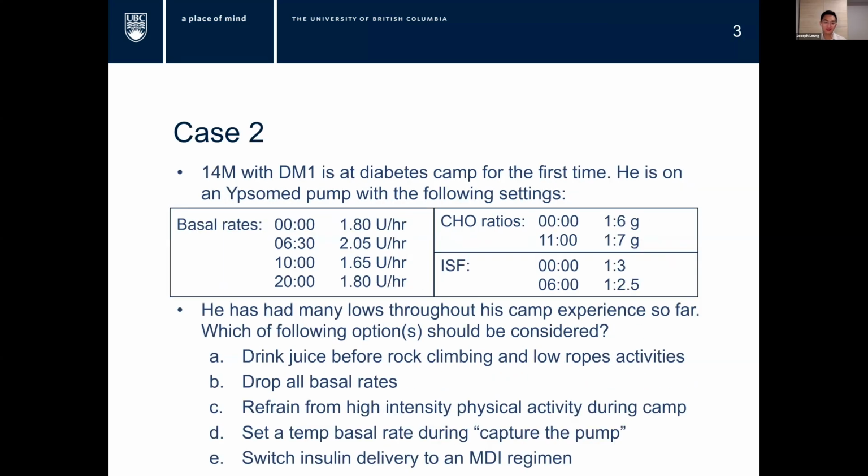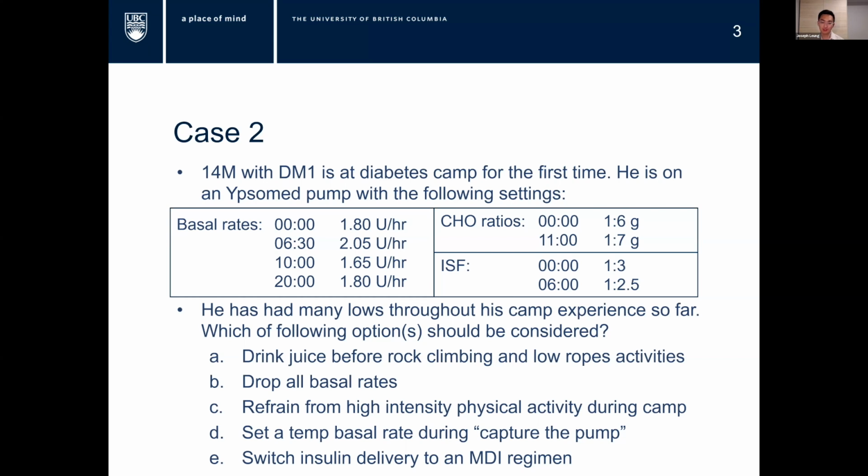So this is case 2. This is a 14-year-old who's at diabetes camp for the first time, and they're on an Ypsomed insulin pump with the following pump settings. So you can see all the basal rates there, the carb ratios, and the ISF as well. This camper has had many low blood sugars throughout the camp experience so far.